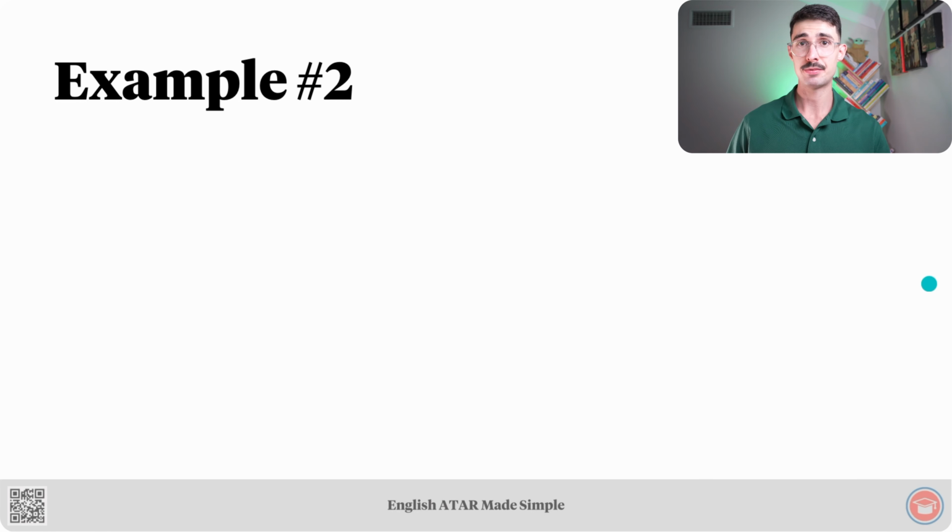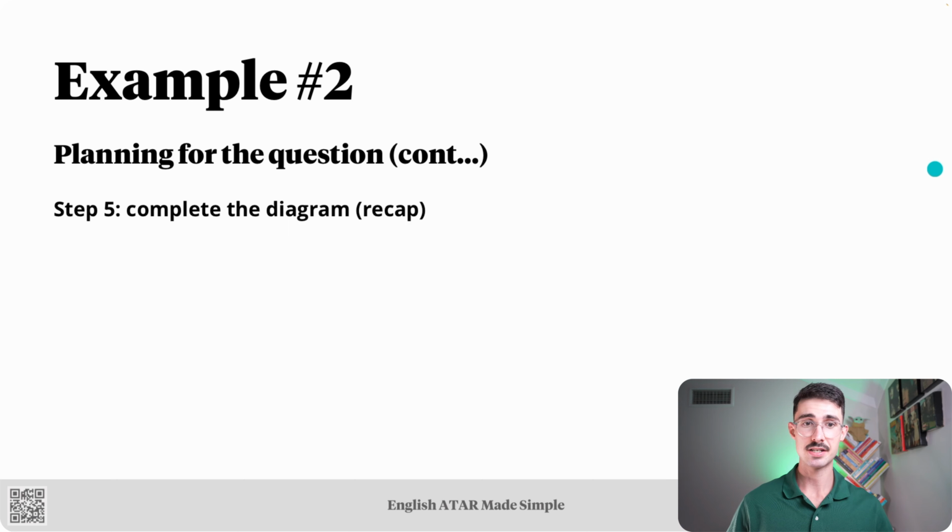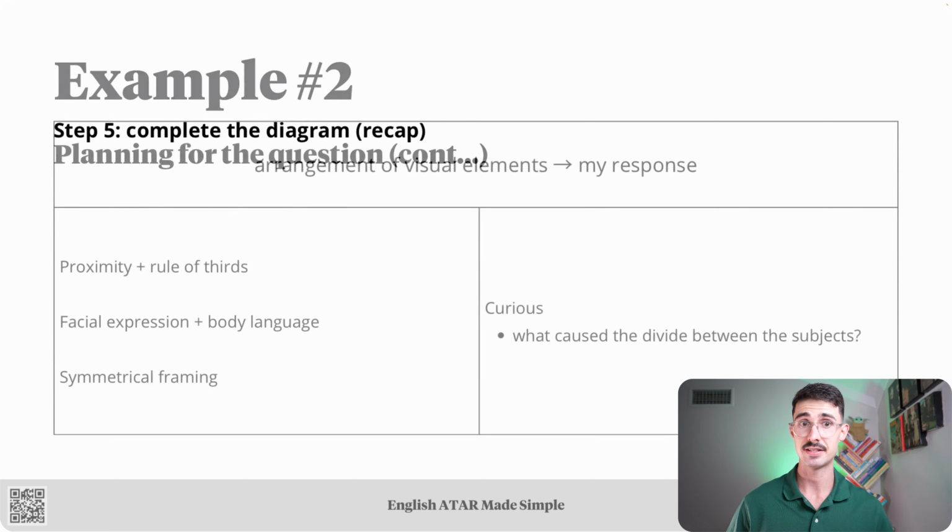Let's take a look at example number 2. Here is a brief recap of the question. Explain how your response to this image has been affected by the arrangement of visual elements within the frame. Here is the relevant image. Pause the video for a bit of a closer look. And here is the diagram that we completed for this question and the related text in the previous lesson. We have the arrangement of visual elements and then how that leads to my response.